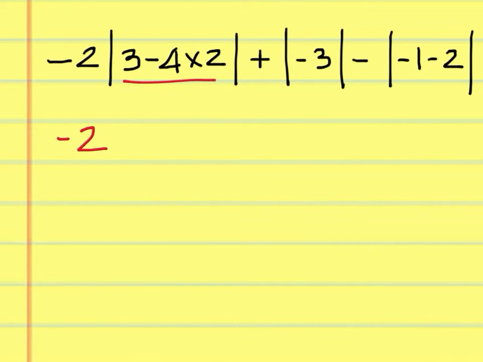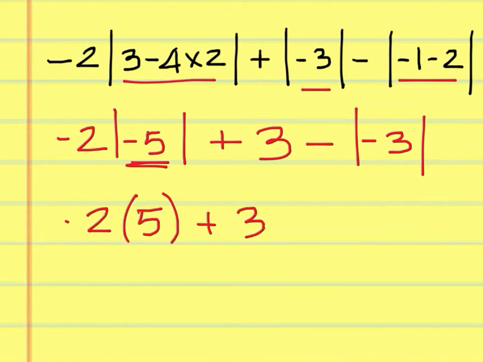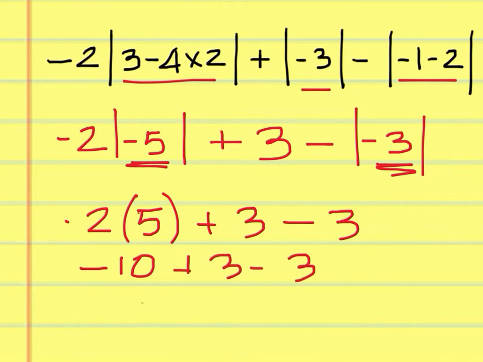This is 3 minus 8, which is a -5. And then you're going to have the absolute value of -3, which is 3. And -1 minus 2 is -3. So the absolute value of -5 is 5. So we'll write 2 times 5, and then plus 3, and then minus the absolute value of -3, which is 3. -10 plus 3 minus 3 is -7 minus 3, which is -10.